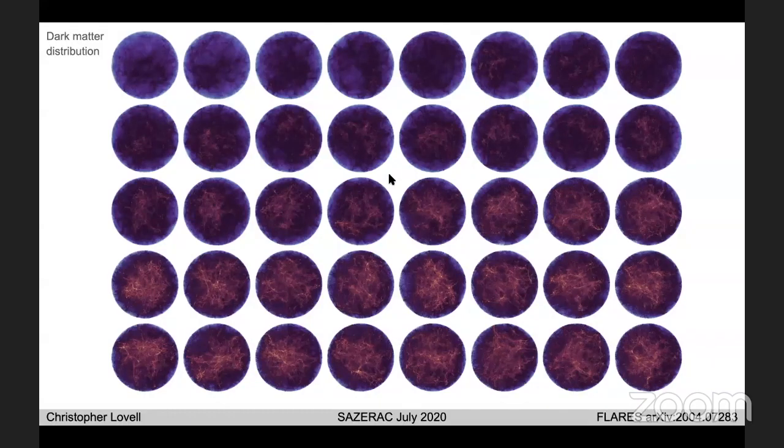So what is FLARES? FLARES is a series of 40 zoom simulations using the Eagle full hydrodynamics model. These are selected with a range of different overdensities. As you can see from here, this is the dark matter distribution in all 40 regions. So we pick underdense regions and a number of very, very overdense regions as well. And each zoom simulation has a radius of 22 megaparsecs. Next slide, please.